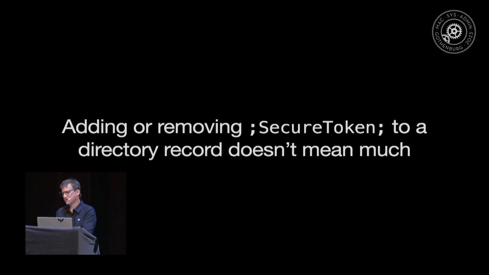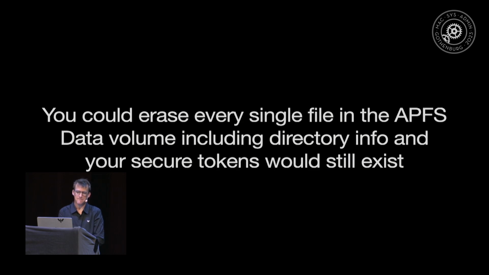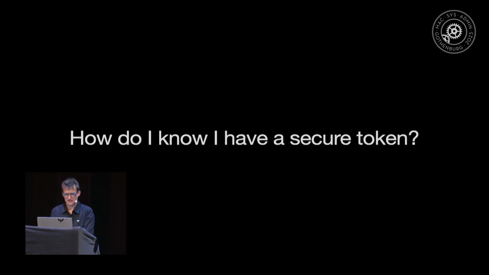Again, we need the clear text password of that user. There's a key wrapping involved. You can't just trick it by adding secure token text. In fact, you could erase every single file in the APFS data volume, including the directory information, and your secure tokens would still exist. Kind of a weird thought, but they still would exist.